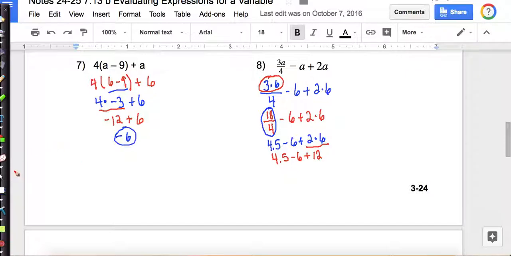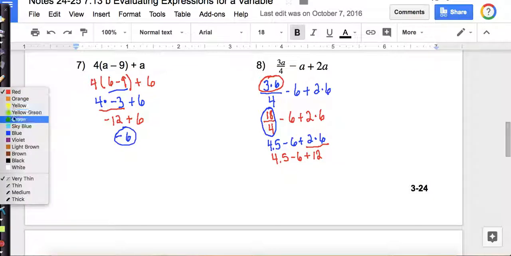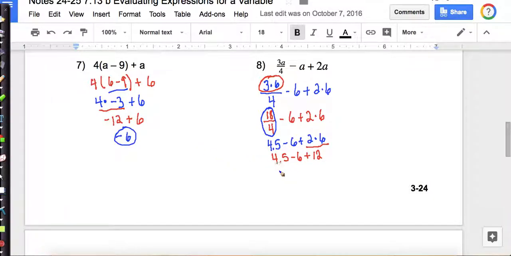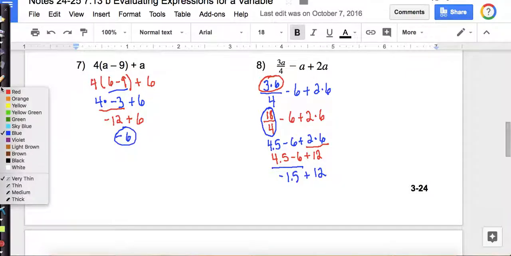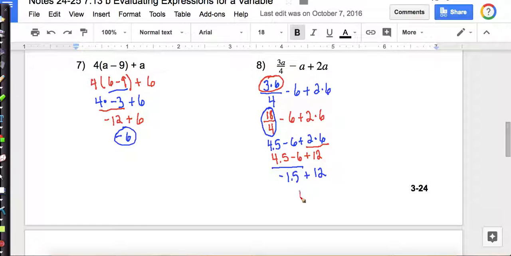Now there's no more multiplication or division, so now I'm going to look for addition or subtraction from left to right. So right here, 4.5 minus 6 is negative 1.5 plus 12. And remember, when you're adding a negative and a positive, you subtract and keep the sign of the most. So 12 minus 1.5 would be 10.5, and it's going to be positive because there's more positives. So 10.5.